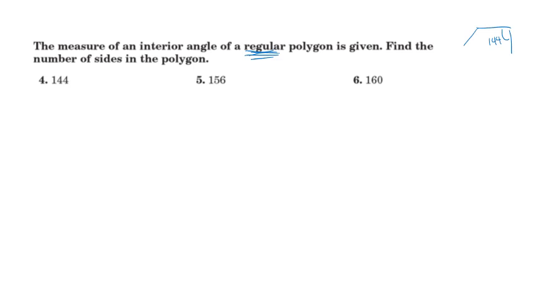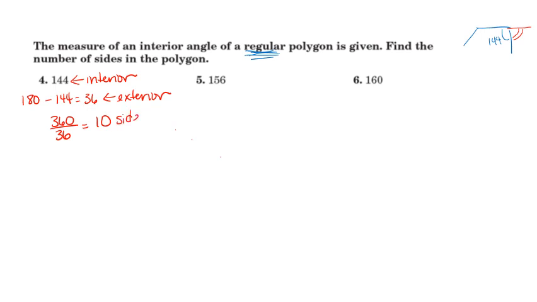Again, the easiest way to do this is to use the outside angle, or the exterior angle, to help us. So I'm going to do 180 minus 144. That says this is my interior. If I subtract that, I get the exterior. And then I just say, all right, 360 divided by that will tell me the number of sides, which is 10, because there's always 360 degrees on the exterior of a polygon.